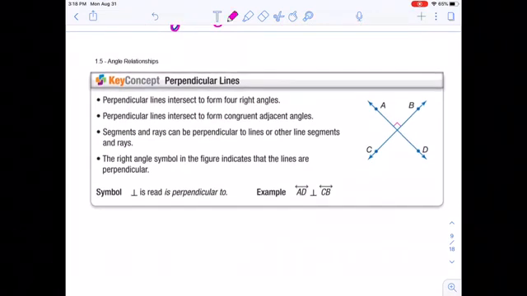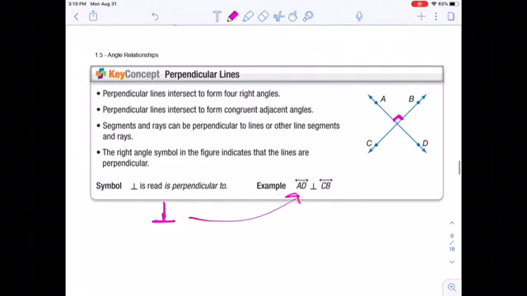Segments and rays can be perpendicular to other line segments and rays. So if I add another one here, these guys are perpendicular to each other as well. The right angle symbol in the figure indicates that the lines are perpendicular. So even if your problem doesn't tell you that they are perpendicular, if one right angle symbol exists, that means they are perpendicular. And then this little upside down T is our perpendicular symbol. And you can write it like this as an example.